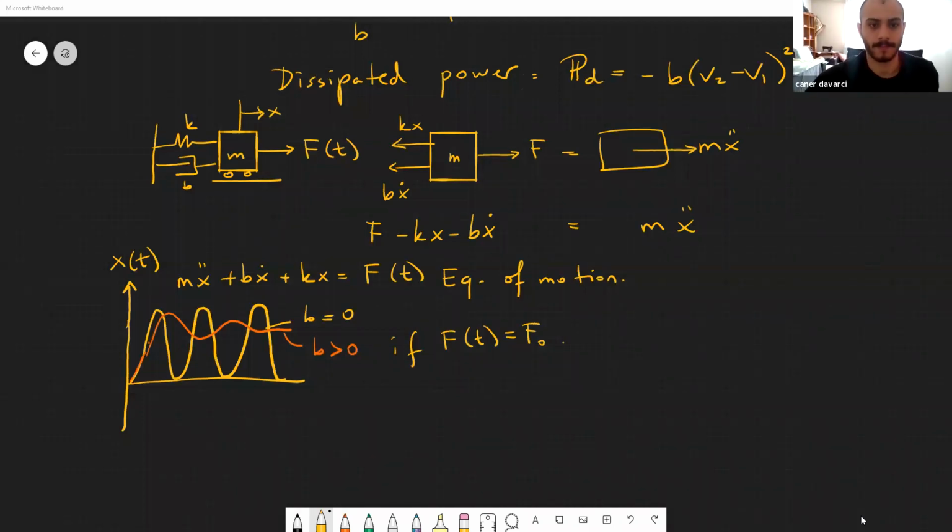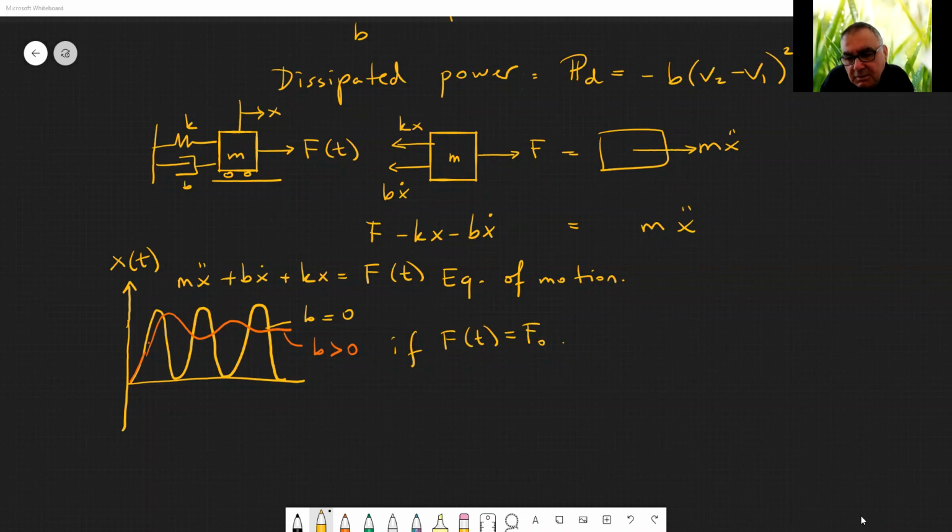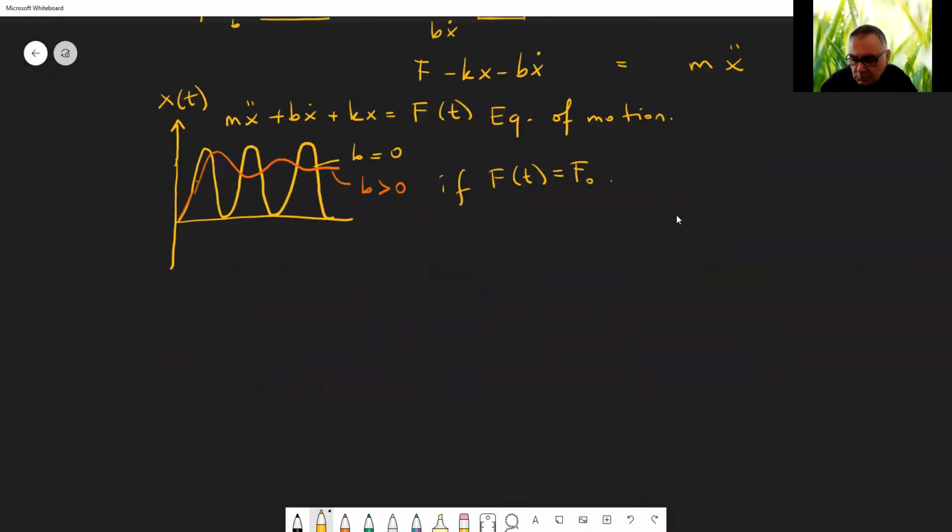If B is, for example, negative, then it means that B is adding energy to the system, so it will be an unstable system, on the other hand. Okay, now we will do a trick here, which we will be using a lot in this course, actually. We will use an operator.